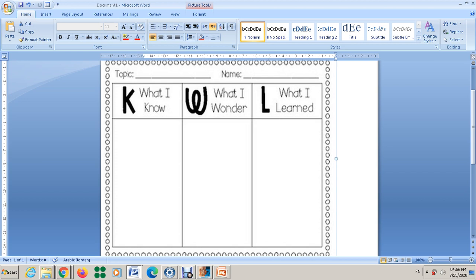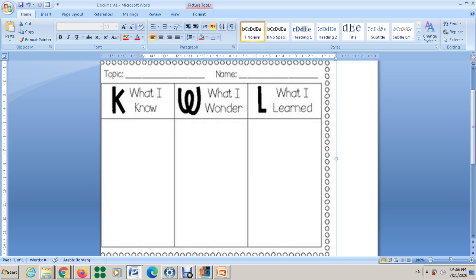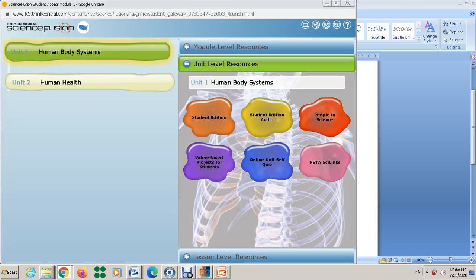The third column, by the end of this lesson, I want you to tell me what I learned. What did you learn from this lesson? And after we finish the circulatory system and respiratory system, you have to send me this table. Also, to start our lesson, I want you to look at page 29.